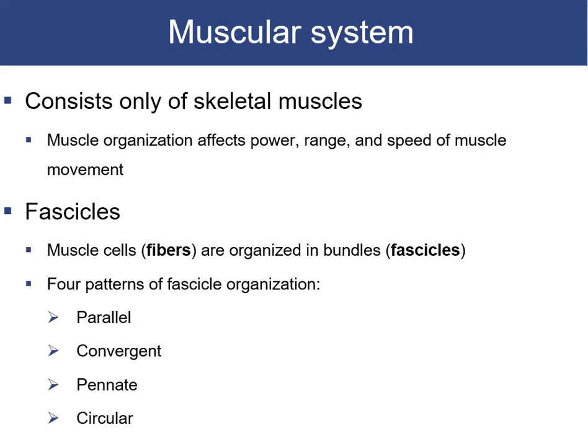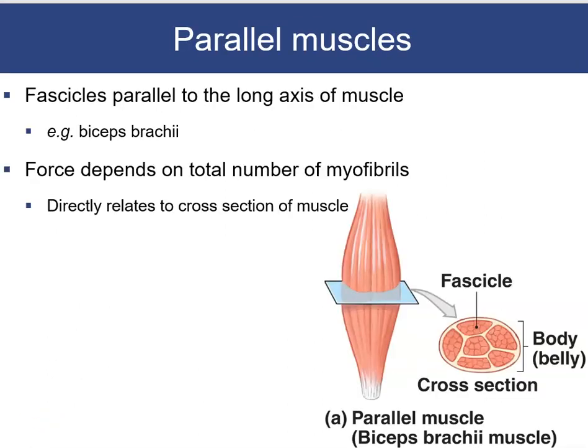Now, in the last unit, we looked at the inside of a muscle and the muscle cells. Remember that muscle cells or muscle fibers are organized into bundles, and these bundles are called fascicles. Within any given muscle, these fascicles could take on one of four different patterns of organization. They could be in a parallel arrangement, convergent, pennate, or circular. We're going to look at each one of these different arrangements, starting with parallel muscles.